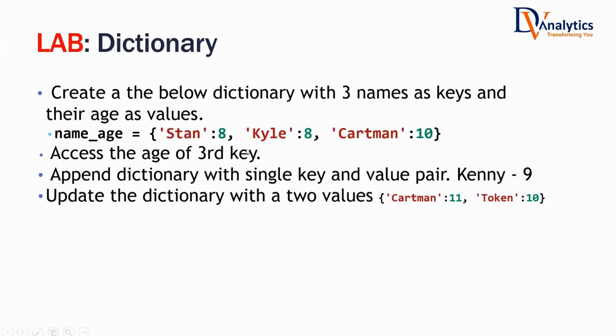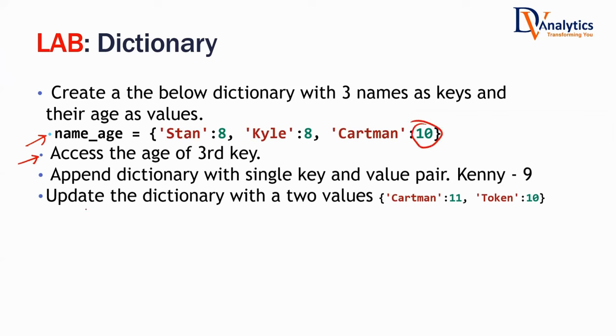Create the below dictionary with three names as keys and their age values. So you will be creating this as it is. You will write name, age, Stan, Kyle, and Cartman. Access age of third key. That means I want to access this. You have to write the code for it.